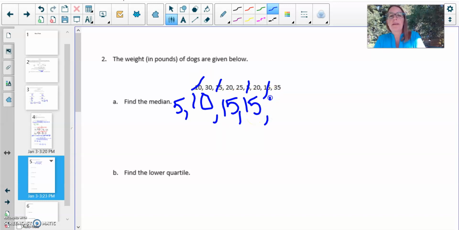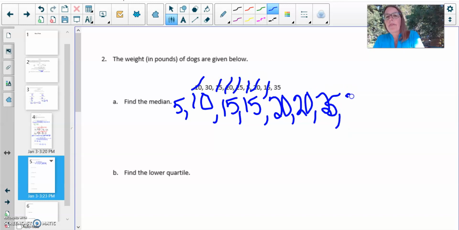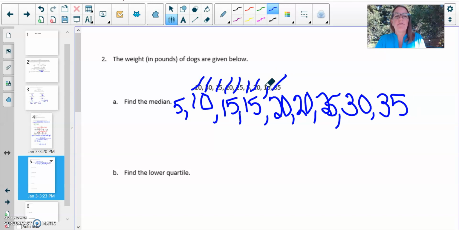Then I have 2 20s, a 25, 30, and 35. Okay, so if I look at it, I have 1, 2, 3, 4, 5, 6, 7, 8, 9 data values. So my median, half of 9 is 4.5, bump it up to the 5th data value. So 1, 2, 3, 4, 5. So my median is 20.